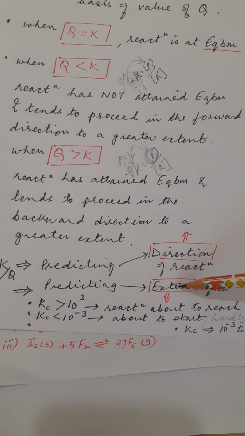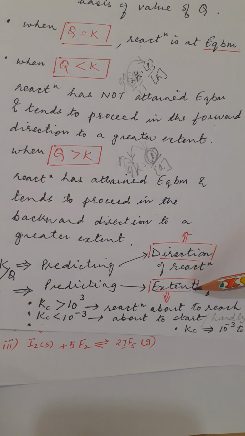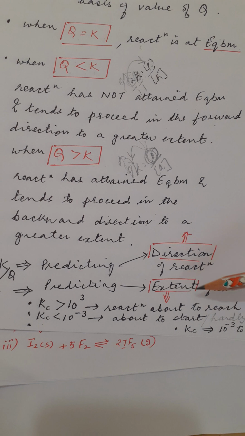Now what does this mean? This means that we've already said that once a process begins in the forward direction, at a certain point during the course of the reaction, the reverse will begin. And then at a certain point during the course of the reaction, equilibrium status would be attained. So extent of reaction implies that at the point when equilibrium was attained, how much was the extent of the reaction in the forward direction before it attained equilibrium.